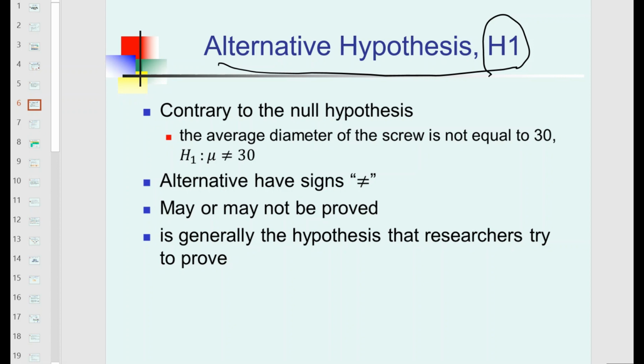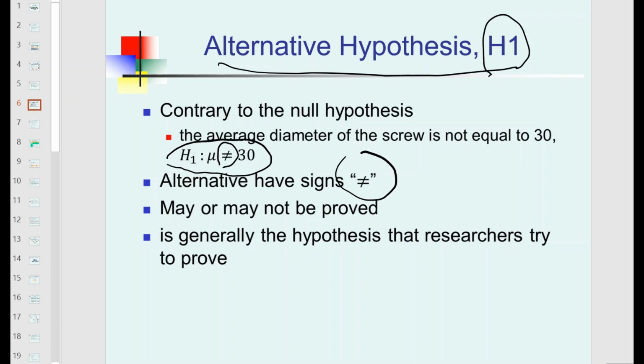If the H null is equal, then your H1, or alternative, is the opposite: not equal to 30. So you can write it as H1: your average is not equal to 30. So the alternative sign is not equal to. And it may or may not be proved.